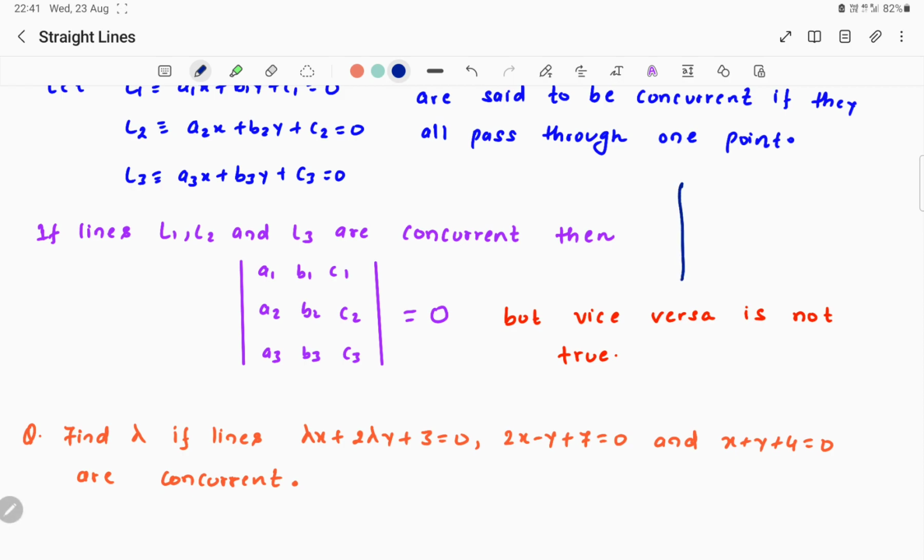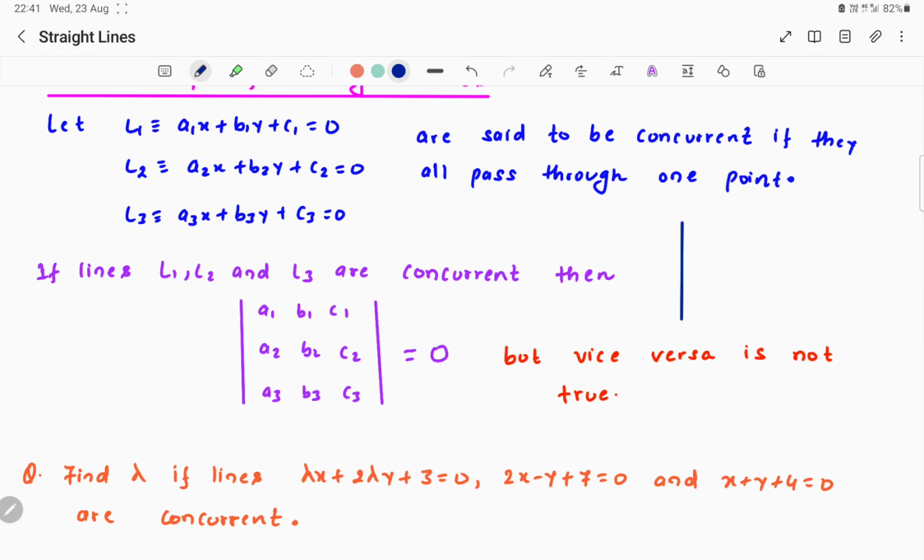You make a determinant with the help of the coefficients of x, y, and the constant. List down a1, b1, c1, a2, b2, c2, a3, b3, c3, and equate it to 0. If the result comes 0, meaning when you evaluate this it comes 0 equal to 0, then the lines are concurrent.